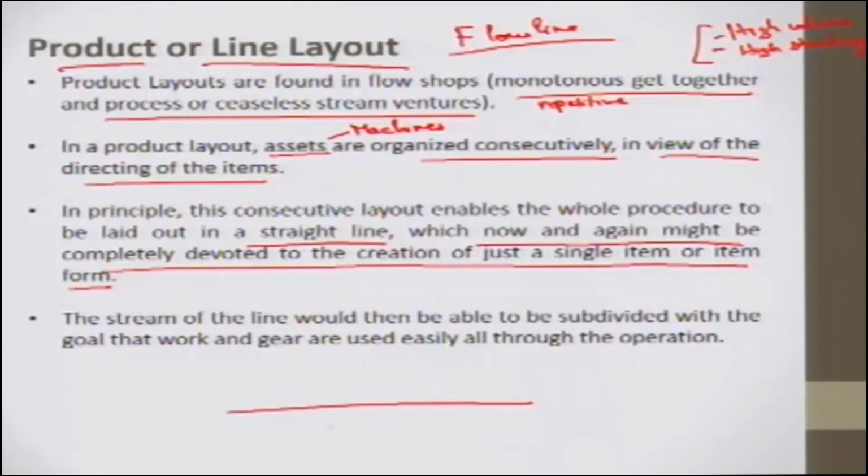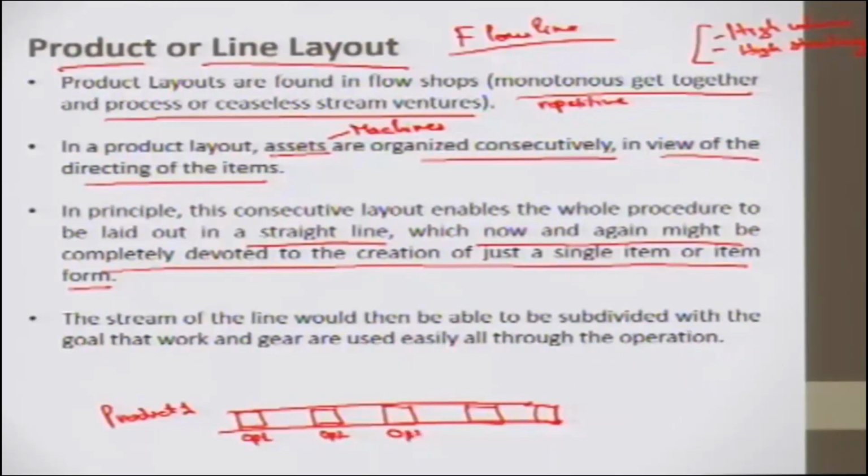So in one line, this is also known as flow line, the machines are set according to the requirement of the product. For example, this is product 1. So this is operation 1, operation 2, operation 3. Whatever would be the sequence of operations for this product, this arrangement would be made. What we can see here is because it is made according to the product, this product would be manufactured fast. Material handling would be less in comparison to the process layout.